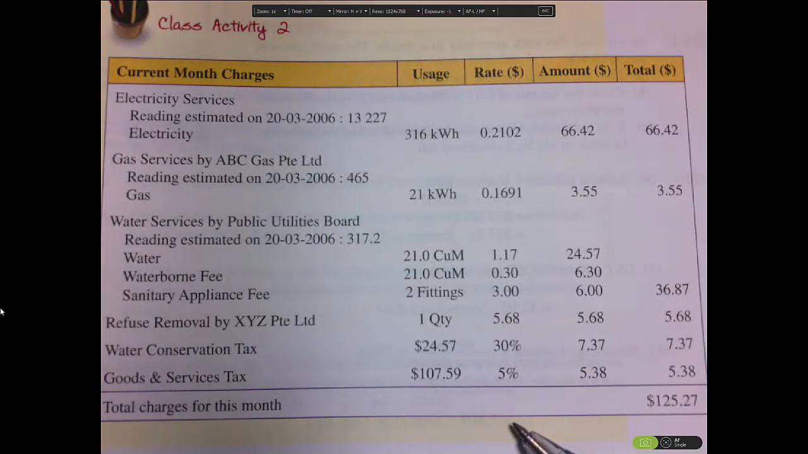Also take note, the current rate of GST is no longer 5%. That was in the past when this textbook was written. It's now 7%. 7% of 107.59, you get $5.38.